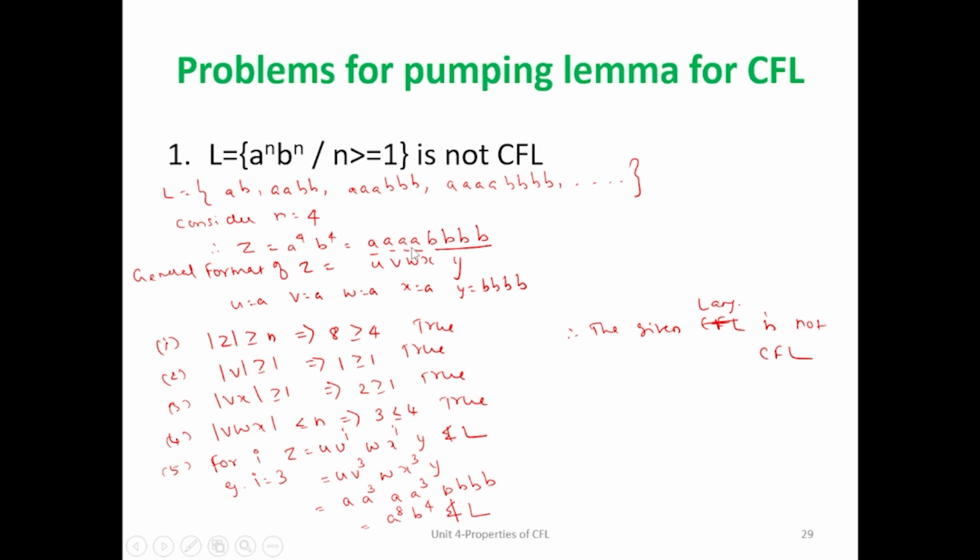VWX: these 3 values, the length is 3. N value is 4, so 3 less than or equal to 4. It is also true. Then for all i, Z should be in the generalized form U, V power i, W, X power i, Y. For example, I am taking i equal to 3. It starts from i equal to 2 onwards, because if you substitute i equal to 1, the same Z symbols will be available. So instead of 2, I am taking i equal to 3. The notation is U, V cube, W, X cube, Y.